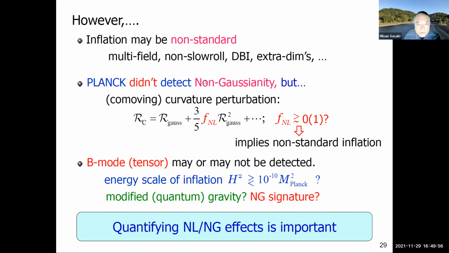Another thing is that although Planck people didn't detect non-Gaussianity of the perturbations, the standard single-field slow-roll inflation predicts the so-called f_NL parameter, the leading-order non-Gaussianity parameter, to be much smaller than order unity. It's almost negligible. So essentially it's zero for single-field standard slow-roll inflation. Now, if this is found to be order one or greater, then you should have either multi-field inflation or maybe something else. And so this is a very, very important quantity to be measured in the future.